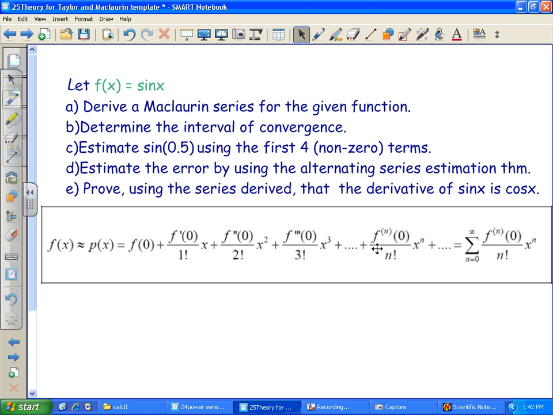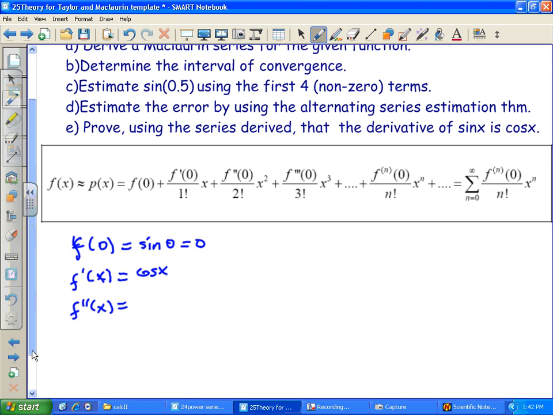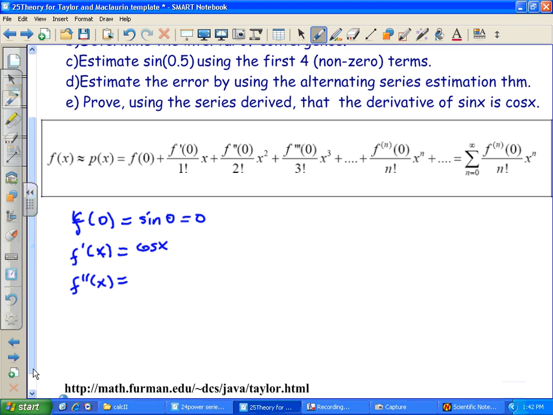So starting with f of 0. Since the function is a sine x function, this means sine of 0, which is 0. Okay. Now let me find the successive derivatives of this. F prime of x. Okay, derivative of sine x is cosine x. Second derivative is the derivative of cosine x, which is negative sine. I'm going to do a few of those in a row.